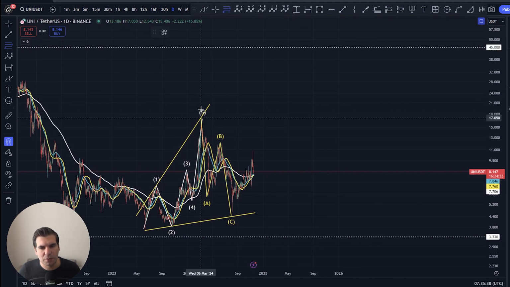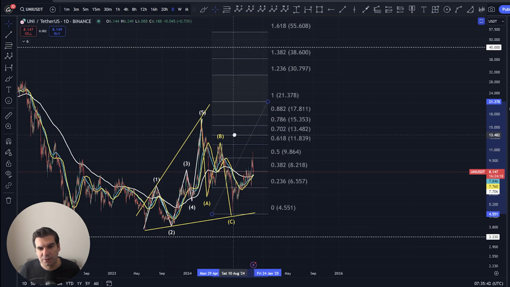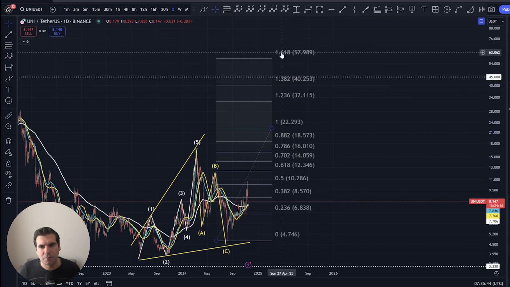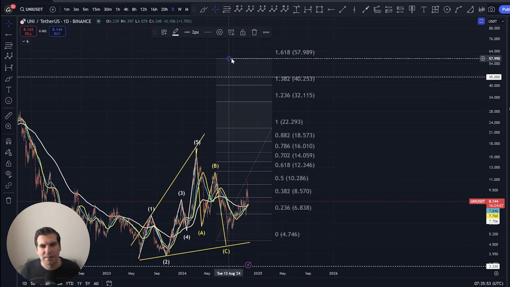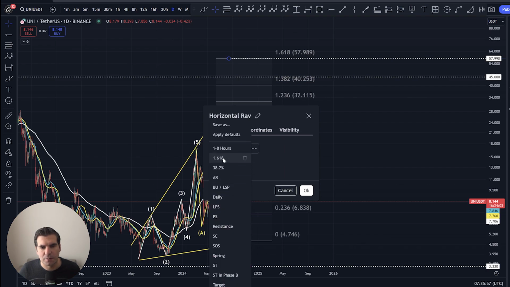Our next big move for Uni in terms of probably the next few months from when this video is created is going to be looking for a move around $57.98, and I think that is going to be our main kind of trigger point for where we think Uni is likely to go afterwards. Let me go ahead and label this up as a 1.618.